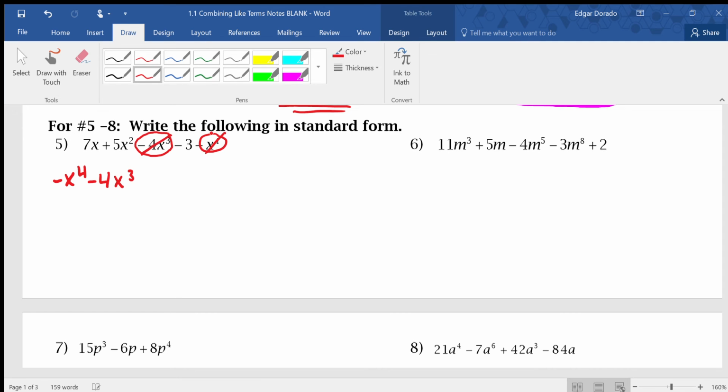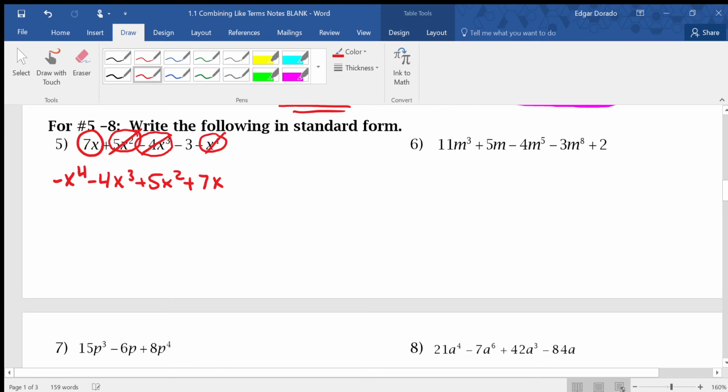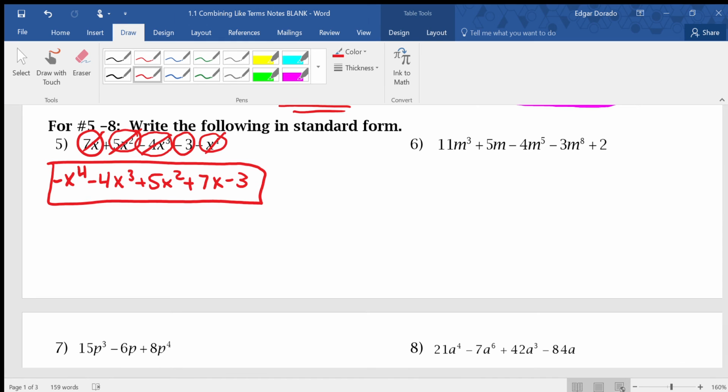Again, I'm done with it. Already wrote it down, so I'm going to cross it out. Next one I see here is the 5x squared. Same thing. We used it up, so we cross it out. Next one I see is that plus 7x. And finally, just like I mentioned before, it's usually that constant that comes last. All right, cool.